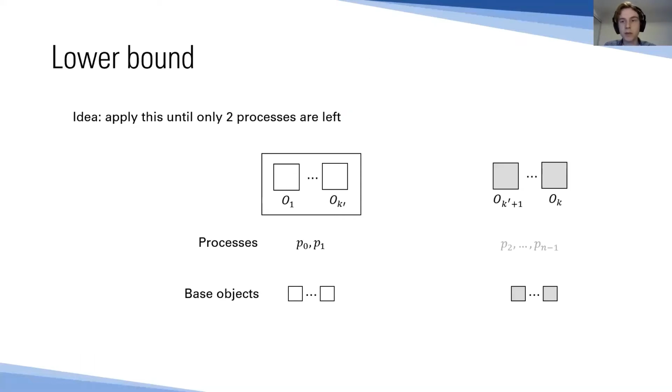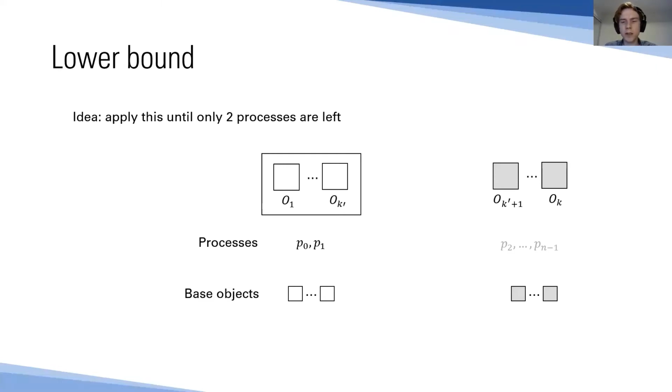So to obtain the final lower bound, we apply this idea repeatedly until there's only two processes remaining, the updater P0, along with one of the scanners P1. And we're left with an implementation of a K prime component scannable binary object, where K prime is some value less than K.